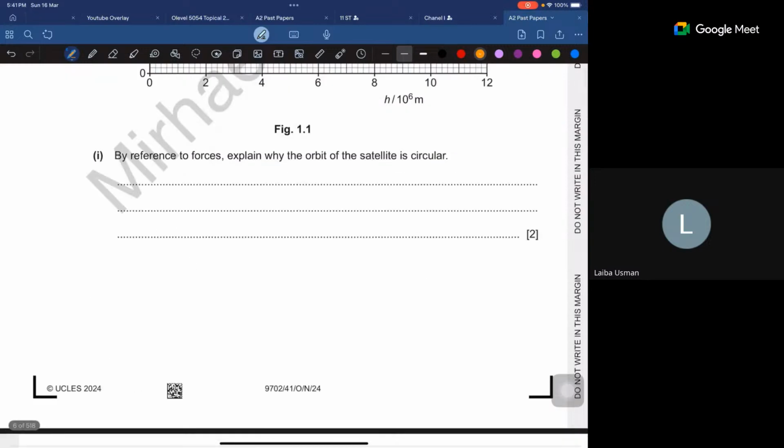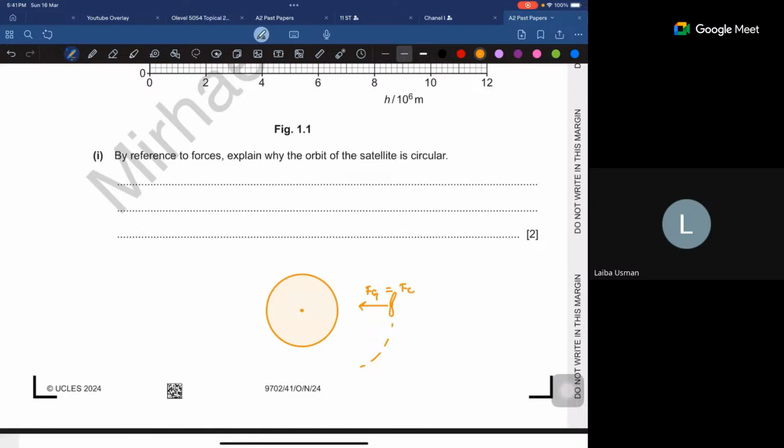let's look at this by reference to forces, explain why the orbit of the satellite is circular. So basically, obviously there's going to be a gravitational force. So there's an object and then there's another object. The gravitational force is providing the centripetal force. That is why it is moving in a circle.